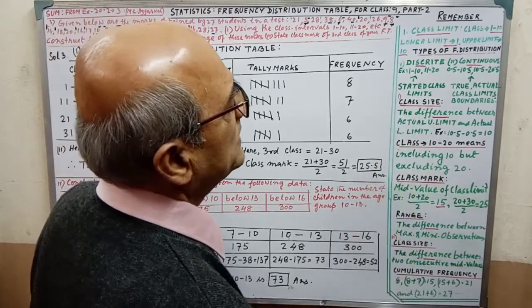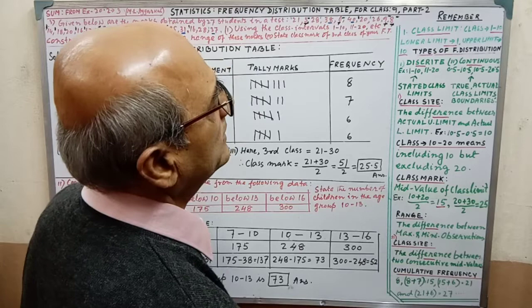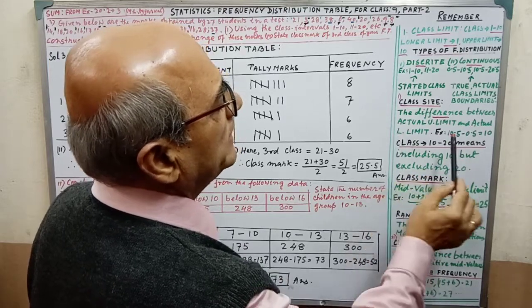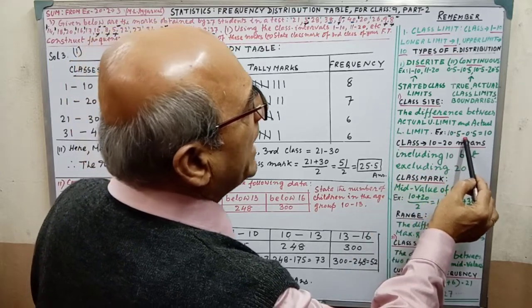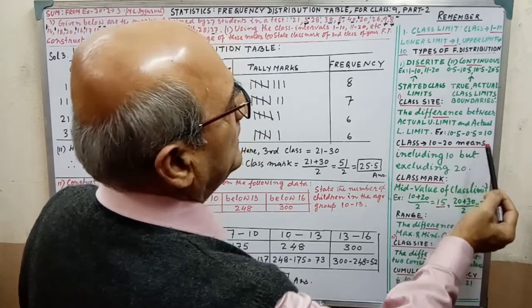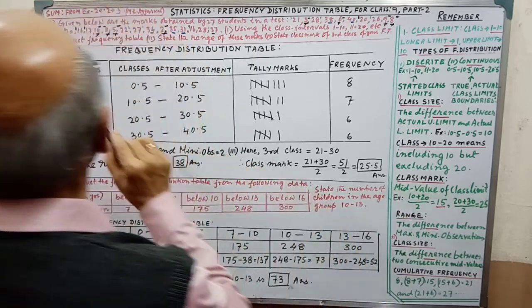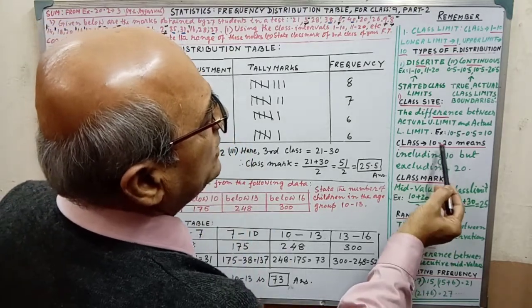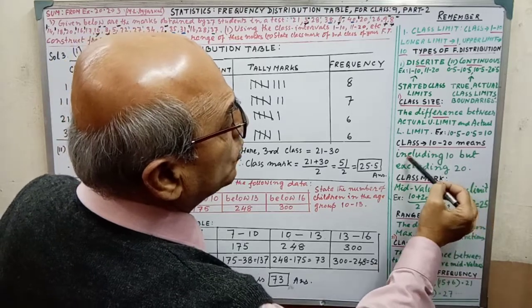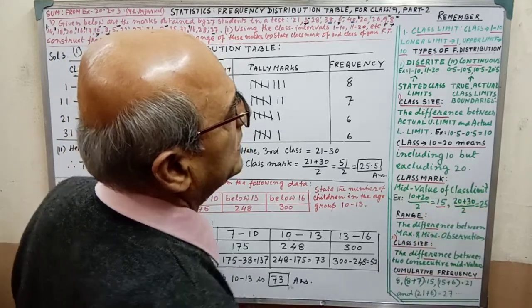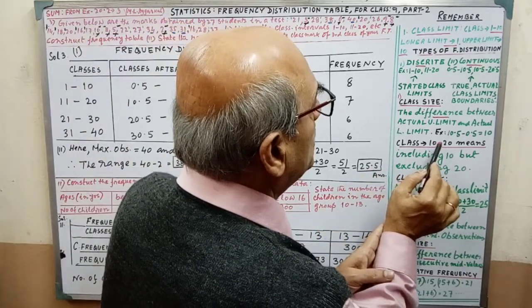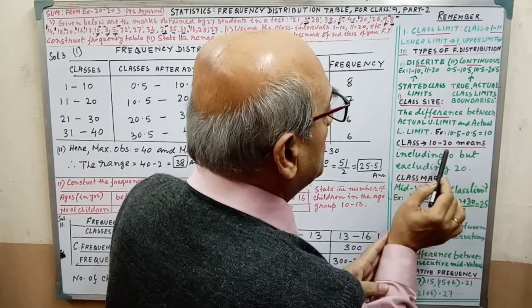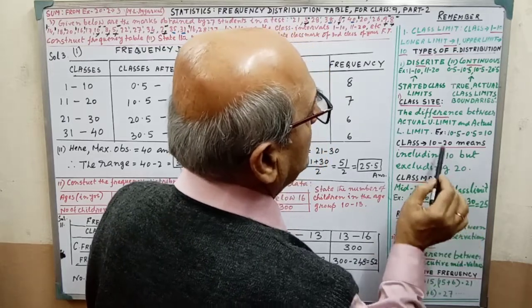Next, class size. Class size we may find in two ways. First, the difference between the actual class upper limit and the actual lower limit. That is 10.5 minus 0.5 equal to 10. Class means class interval. This is known as class, and this is also known as classes. 10 to 20 means including 10 but excluding 20. In this interval, whatever variable you get, 10 will be included in this class interval, but 20 will not be included. That you have to remember.